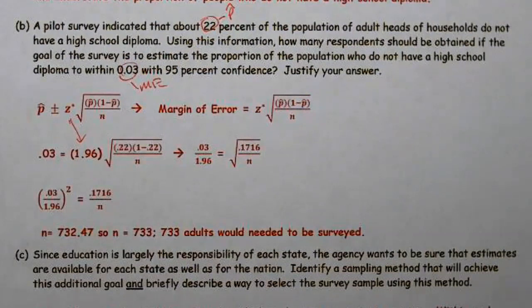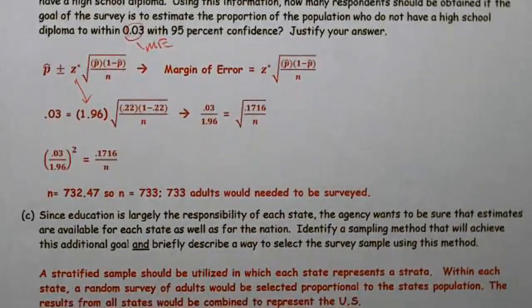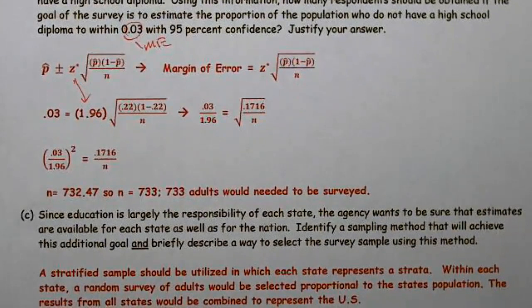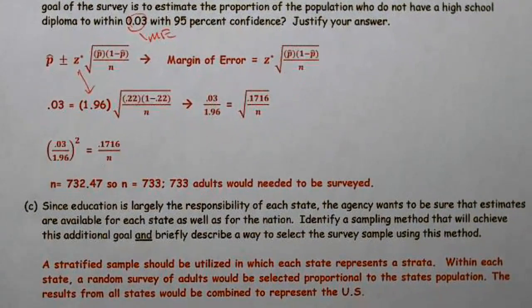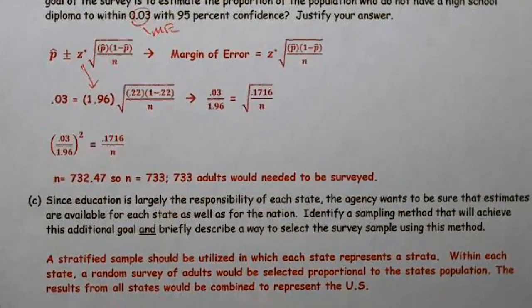Well, that's called a stratified sample. So that's what I'm going to do. A stratified sample should be utilized in which each state represents a strata. That's a super important sentence. So I need to say what it is I'm going to do, a stratified sample, and then I need to identify the strata. Then I need to say how I'm going to do it. And within each state, a random survey of adults would be selected proportional to the state's population. The results from all the states would be combined to represent the United States. And that would have given you full credit.